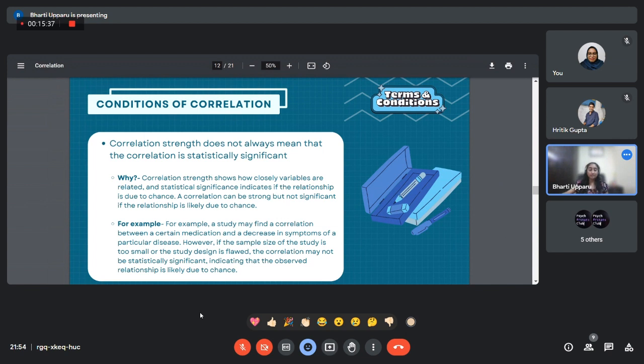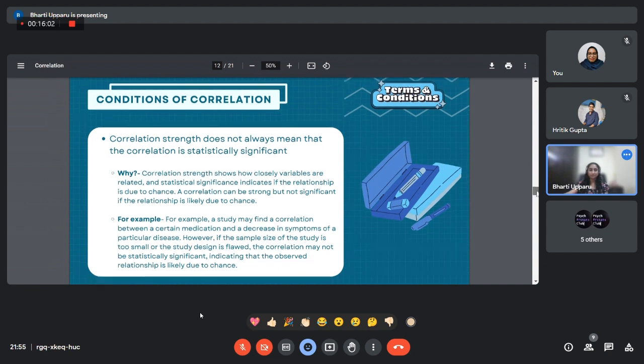Let's talk with an example. For example, a study may find a correlation between a certain medication and a decrease in symptoms of a particular disease. However, if the sample size of the study is too small or the study design is flawed, the correlation may not be statistically significant, indicating that the observed relationship is likely due to chance.